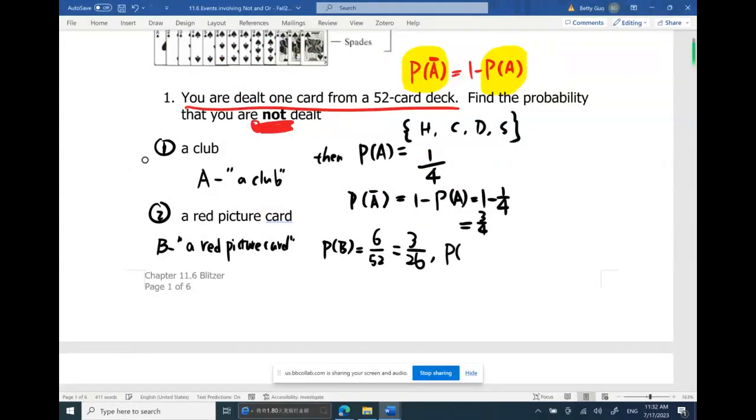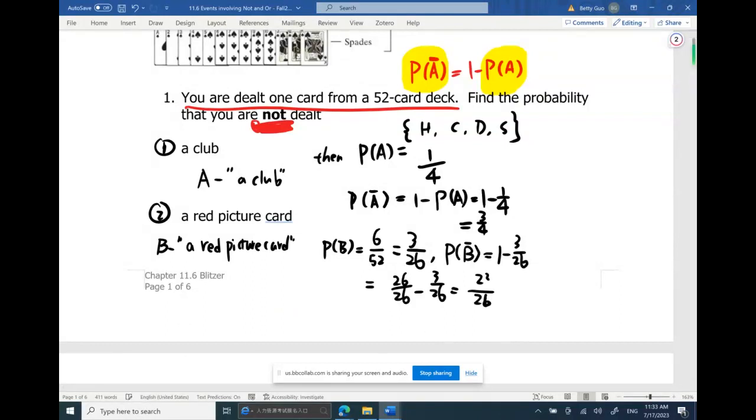Then what's the probability of not getting a red picture card? What's the complement? Use 1 minus 3/26. You can try to use the TI-84 calculator. It's going to help you plenty. If you manually calculate, that's also important. We can write 1 as 26/26 minus 3/26, and we keep the denominator 26 and solve the numerator.